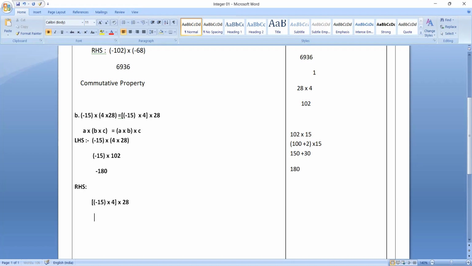What we have to do now? We have to multiply with this thing. That is 15 into 4: 15 twos are 30, 15 fours are 60. The result will be minus 60. First we multiply this.